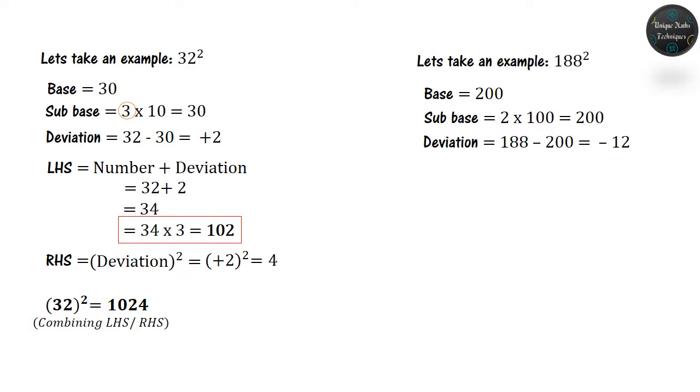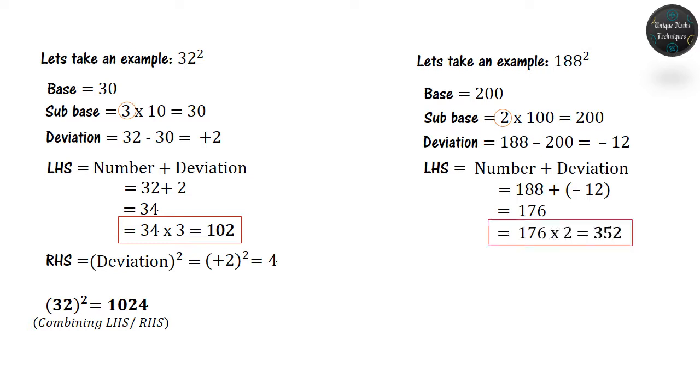Now we'll be calculating squares in two parts, that is left hand side and right hand side. So let's calculate left hand side first. So left hand side is basically number plus deviation. So here the number is 188 plus the deviation. Our deviation is minus 12. So 188 minus 12 gives us 176. Now we'll be multiplying 176 by subbase. So 176 into 2 gives us 352, which is our left hand side. So now we got our left hand side as 352.